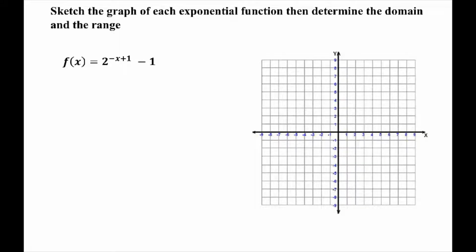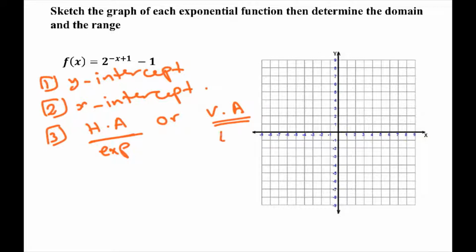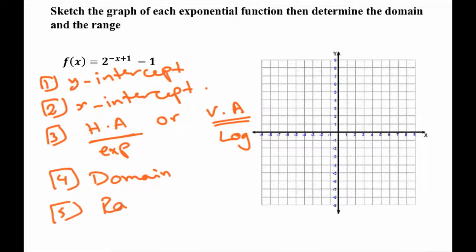In order to draw an exponential or logarithm, we need to follow these steps. Step number 1, we need to find the y-intercept. We need to find the x-intercept. You need to find the horizontal asymptote or vertical asymptote. Now for any exponential, we will have a horizontal asymptote, and a vertical one for a logarithmic function. And then we need to tell what the domain is. And finally, the range.